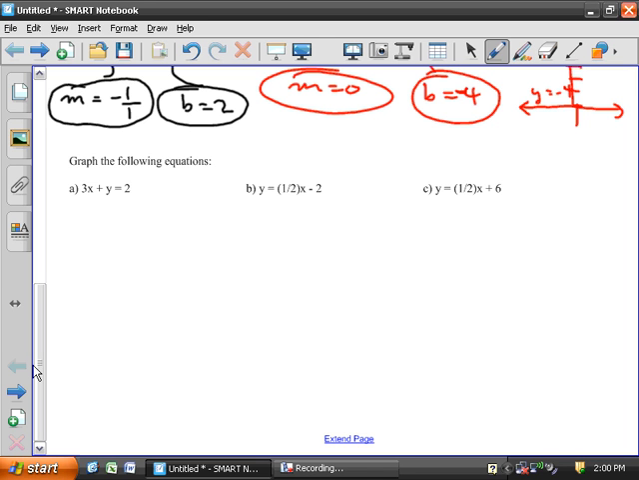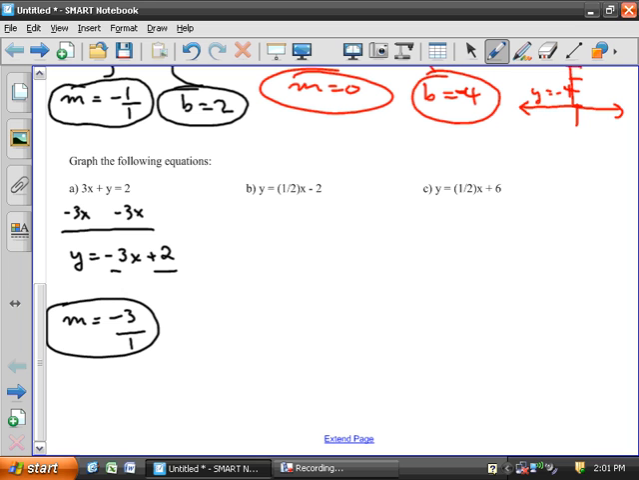My first job is to get y alone. So in this equation, I'm going to subtract 3x from both sides of the equal sign. Once I've done that, I have y equals negative 3x plus 2. I now have this in the form y equals mx plus b. I know that my slope for this particular equation is negative 3. I'm going to write it as a fraction, negative 3 over 1, and I'm doing that on purpose. I also know that my y-intercept is 2.